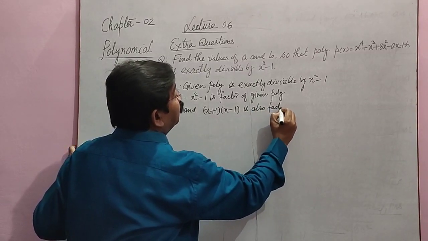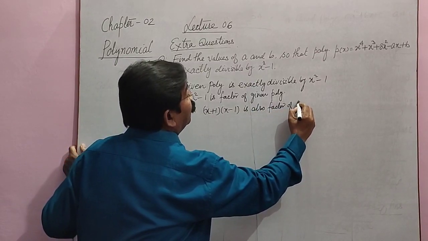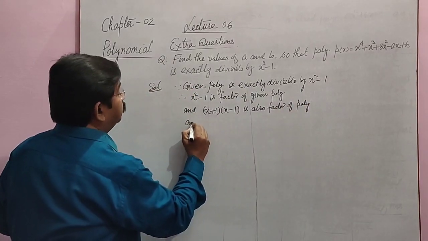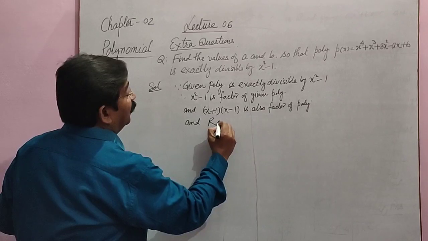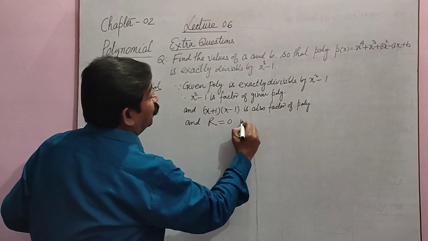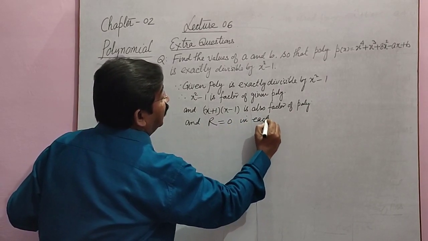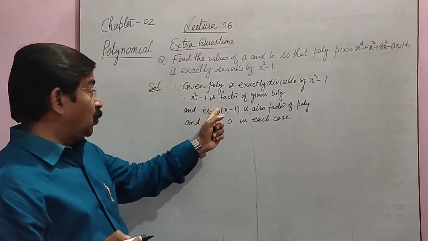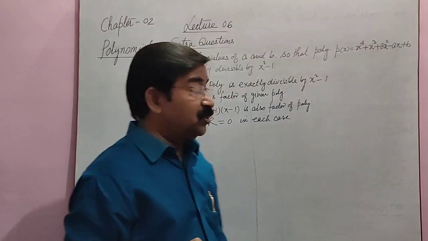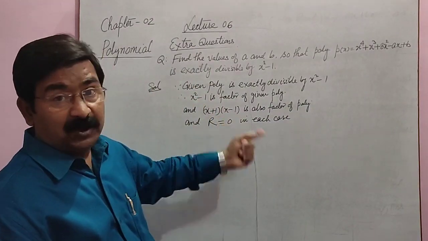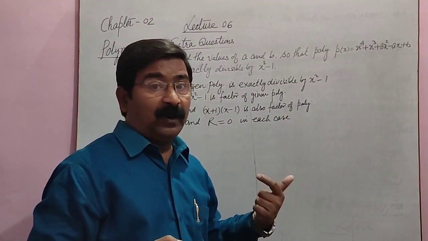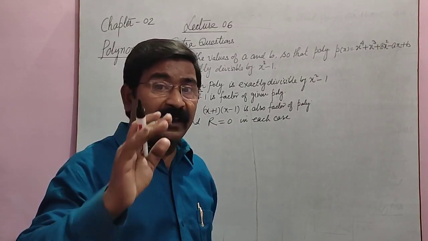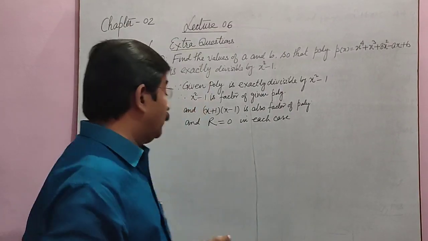also a factor of the polynomial, and remainder is equal to 0 in each case. Each case means if you divide the polynomial by x plus 1, remainder is 0. If you divide the polynomial by x minus 1, remainder is 0. So one by one we will find the remainder as you have found in class 9 by the remainder theorem.